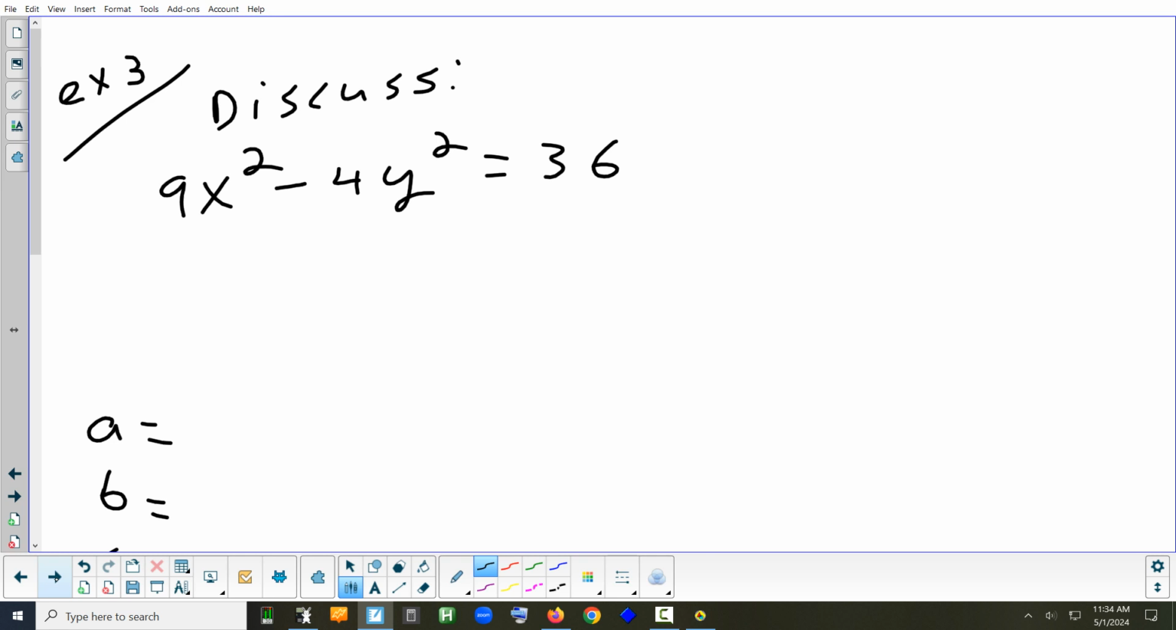Okay, same thing as last one, except what's wrong with this one? The format. Okay, can you tell me what's specific with the format? First it's not equal to 1. You got to get it equal to 1. So let's divide everything by 36. Okay. Can someone tell me what that's going to give me for a new equation once I do that? The whole thing completely reduced.